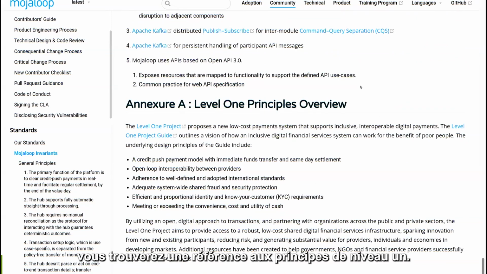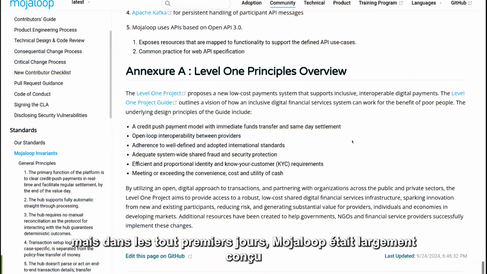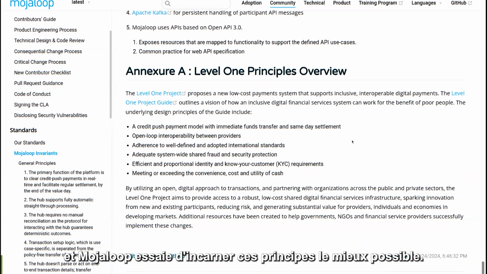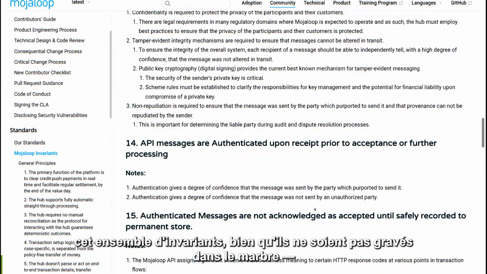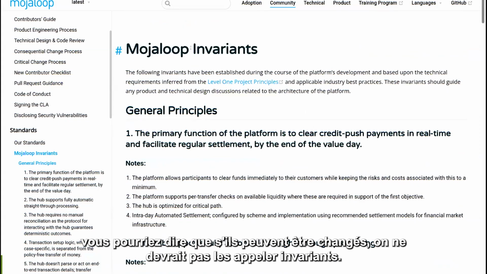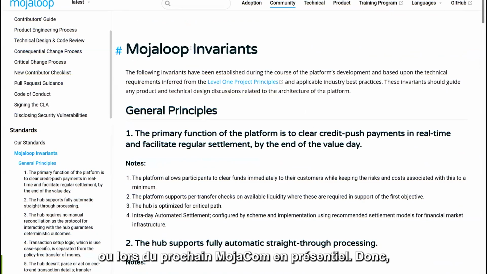Towards the bottom of this section, you'll find some reference back to the Level One principles. The Level One project is not talked about a huge amount these days, but in the very early days, Mojaloop was designed as an embodiment of the Level One principles. Level One was a project that came out of the Gates Foundation to try to figure out what the characteristics of a really inclusive national payments system would be. Mojaloop tries to embody those principles as best as possible. So in many ways, as Michael said, this set of invariants, although not set in stone, well, if they can be changed, they shouldn't be called invariants. Perhaps, but we can debate that over some beers one night at the next in-person Mojaloop conference.